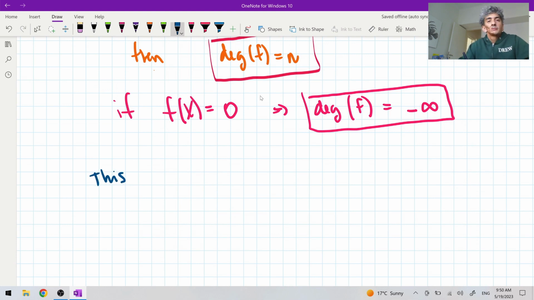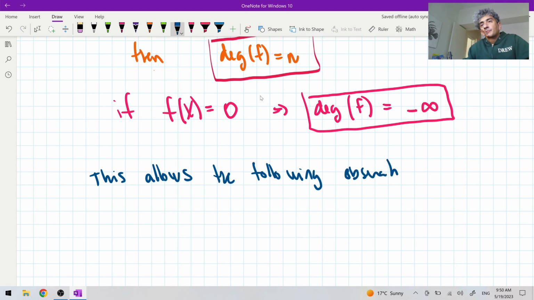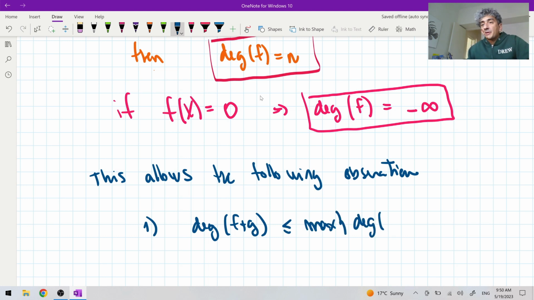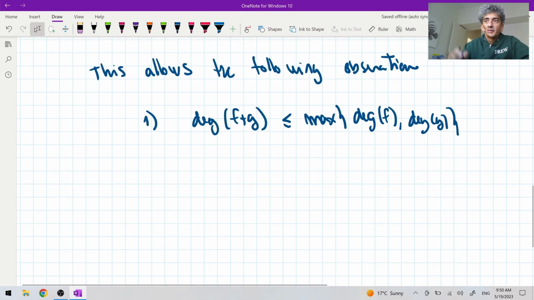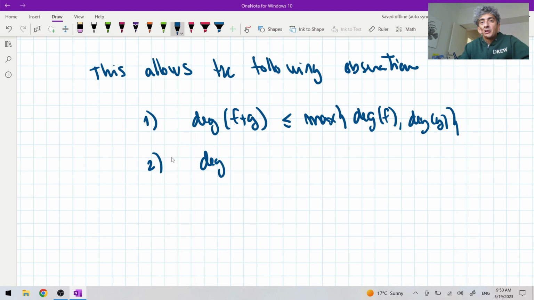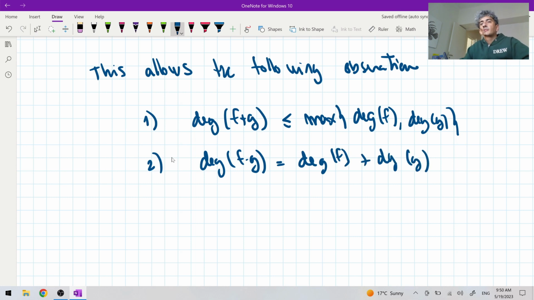So this allows the following observation. First, the degree of the sum or subtraction of two polynomials is bounded above by the maximum of the degrees. Because when we add two polynomials together, maybe the powers of a higher degree cancel out. So in the end, we get a polynomial of a smaller degree. And second, which is very important, the degree of the product is the sum of the degrees. So when we have two non-zero polynomials, the degree that we get is the sum of the degrees.